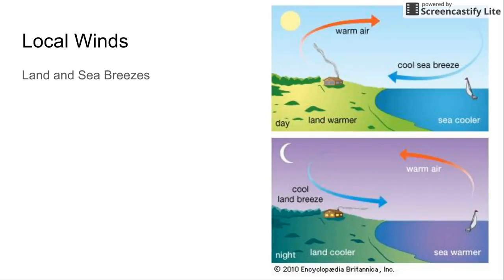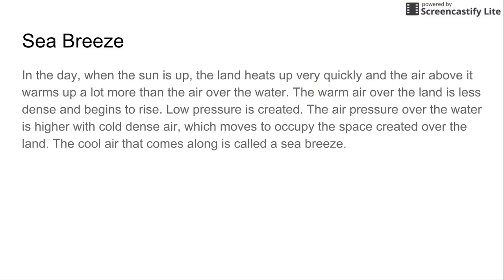If we talk about the local winds instead of the global winds, we're talking about land and sea breezes. And when you talk about land and sea breezes, you're talking about where the air is coming from. In the daytime, when the sun is up, the land heats up very quickly, and the air above it warms up a lot more than the air over the water.